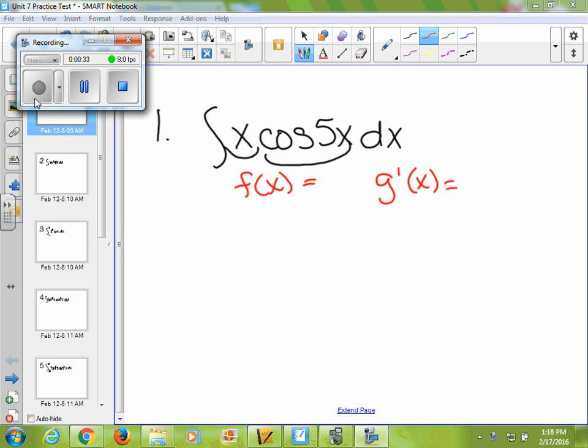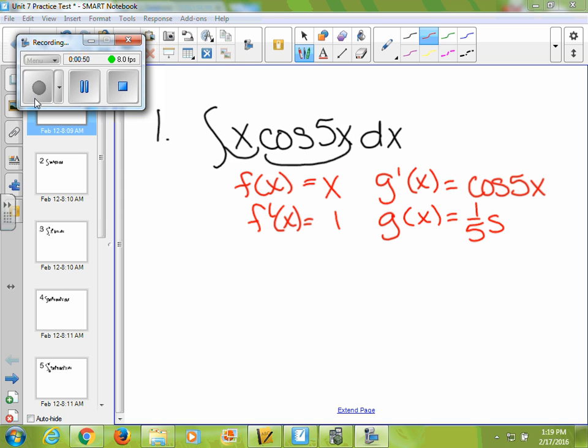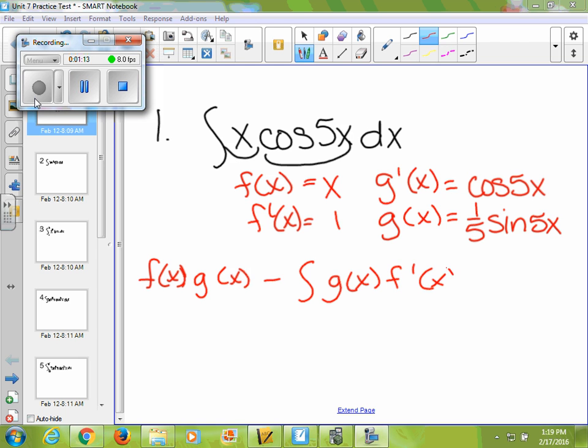So if I let f of x equal x and g prime of x equal cosine of 5x, then f prime of x equals 1, g of x equals 1/5 sine of 5x. Okay, and our integration by parts formula is f of x times g of x minus the integral g of x f prime of x dx.